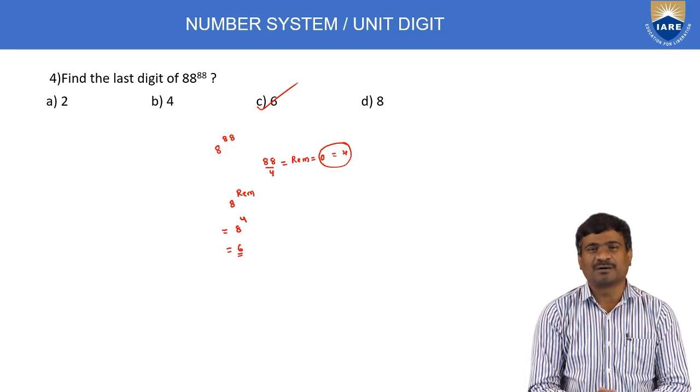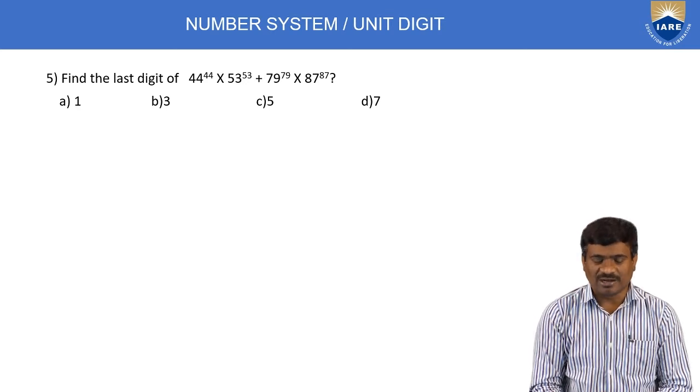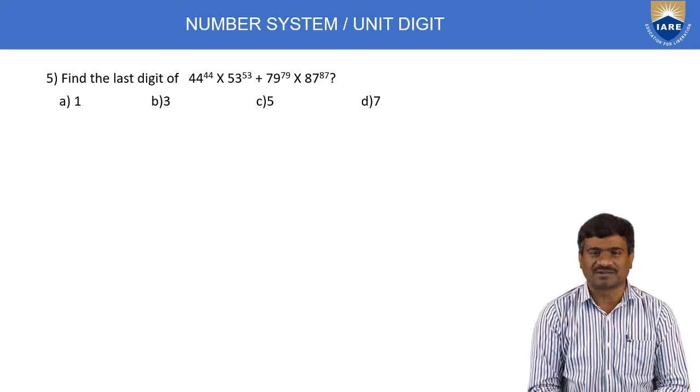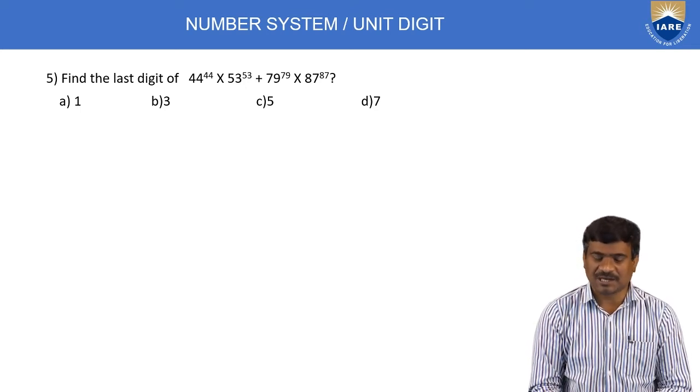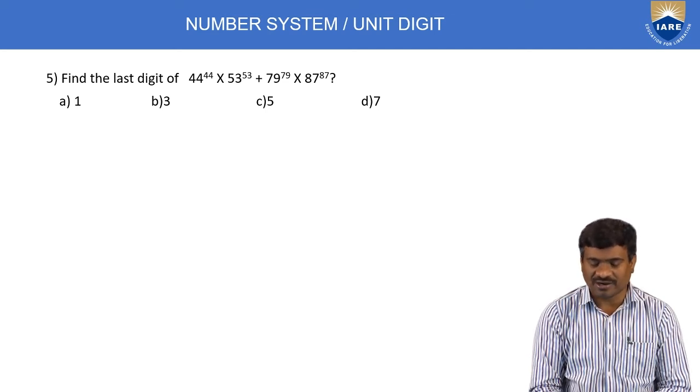Next, fifth example. Important. Find the last digit of 44 to the power of 44 into 53 to the power of 53 plus 79 to the power of 79 into 87 to the power of 87. Option A 1, B 3, C 5, D 7.